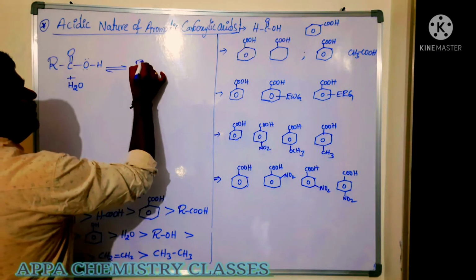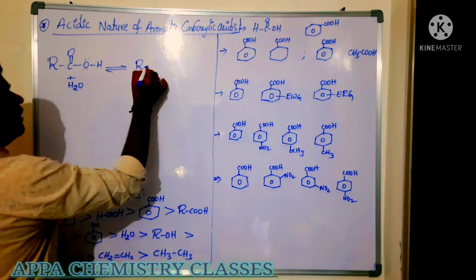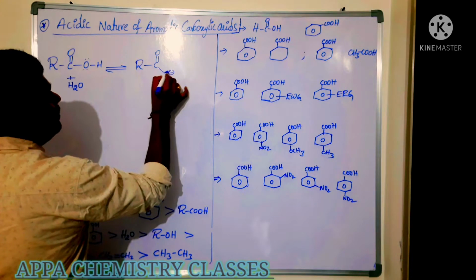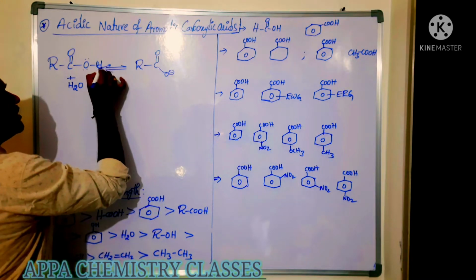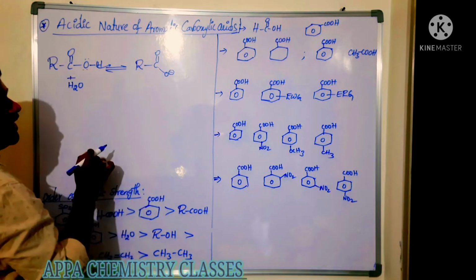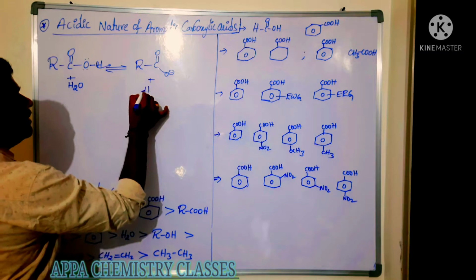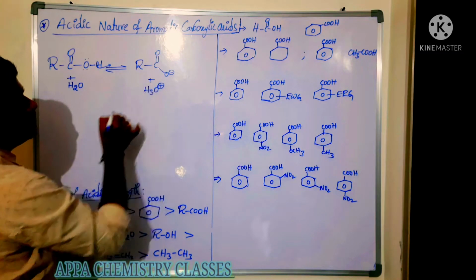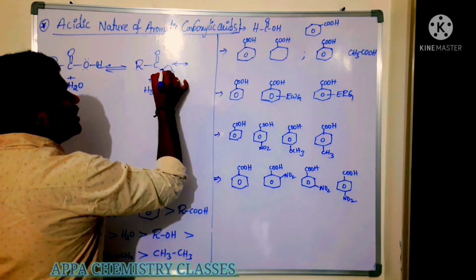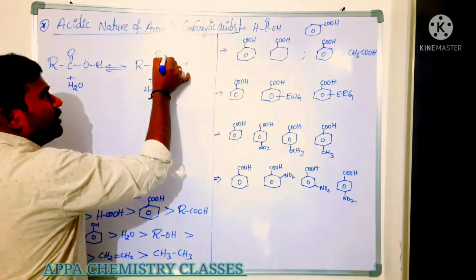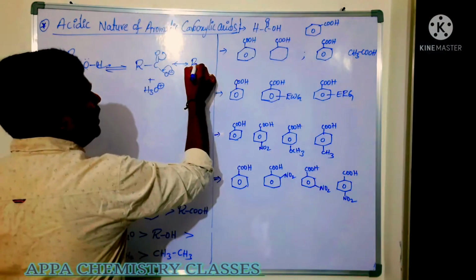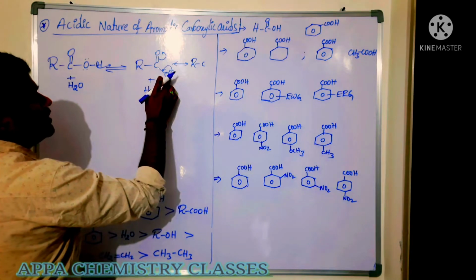Now you see, after donating the proton, what happens? This oxygen gets the negative charge, because it has lost H plus ion. This bond is shifted onto this oxygen. So we are getting O minus, along with hydronium ions. Now in this case, the negative charge will be shifted here, and the pi bond is shifted onto this oxygen atom. Then what happens? We get the carboxylate ion.